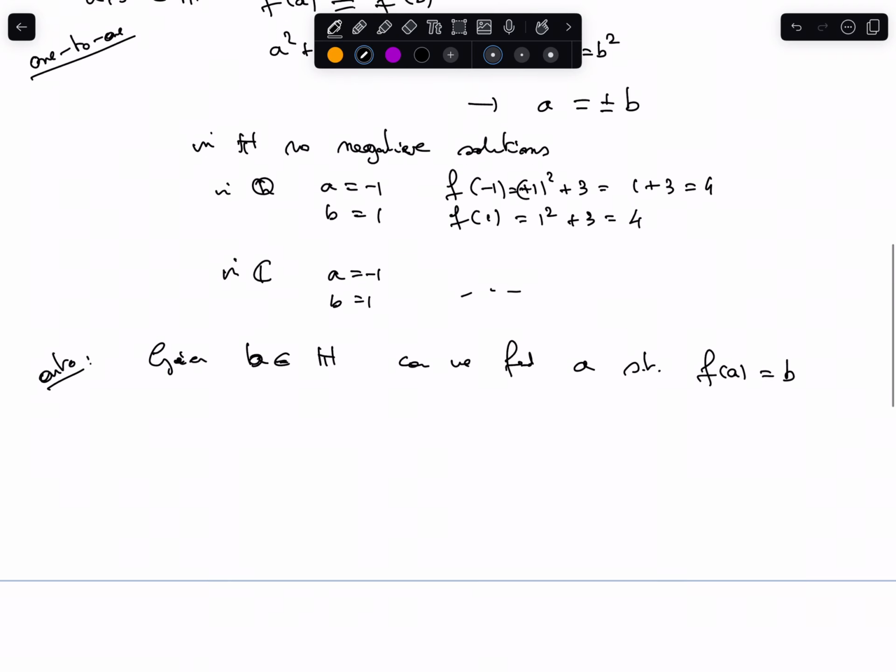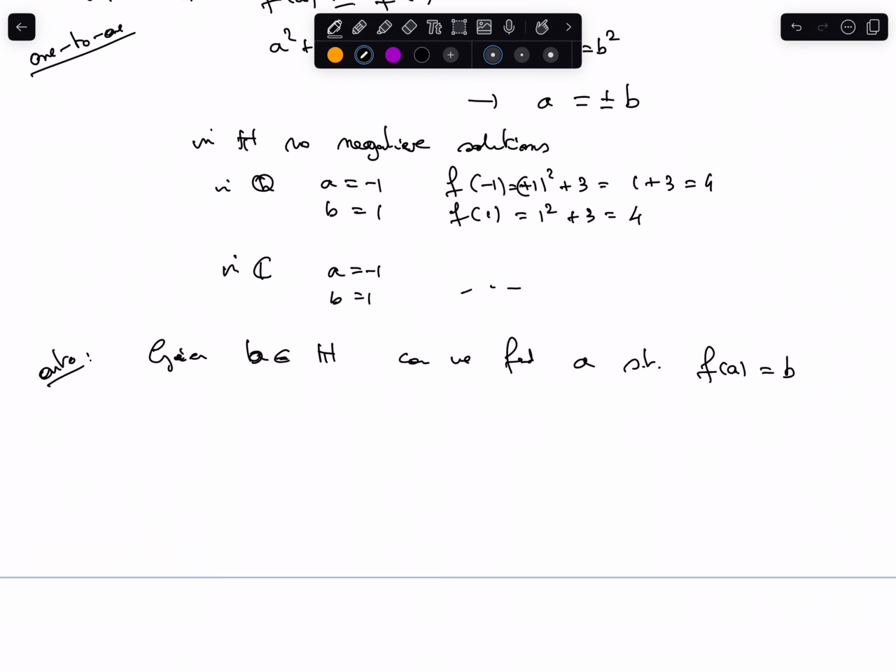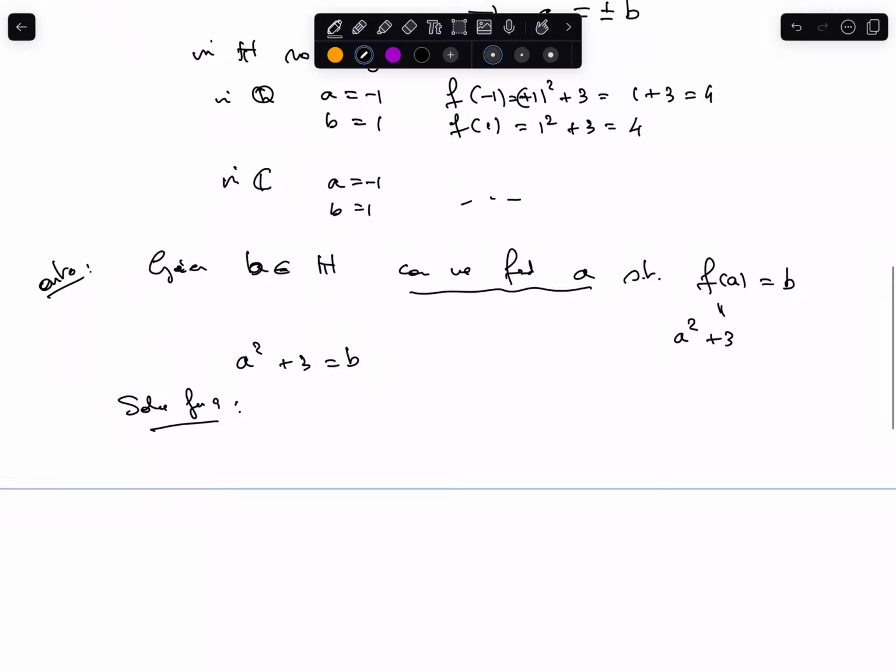But again, this actually becomes an equation, right? Let's see what this is. f of A, what is that? Well, that's A squared plus 3. So now I have to solve the equation A squared plus 3 is B. What am I solving for? I'm trying to find this A, right? So we're solving for A. Okay, so that is A squared is B minus 3. So A is plus or minus the square root of B minus 3.